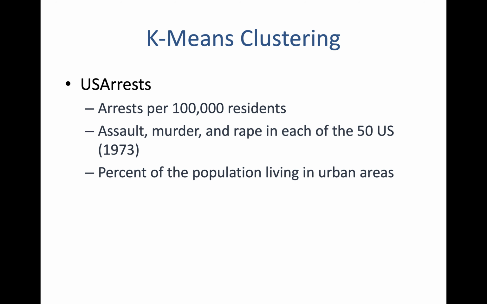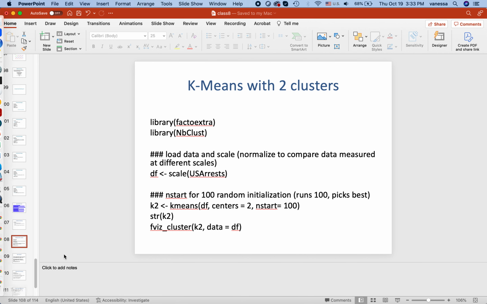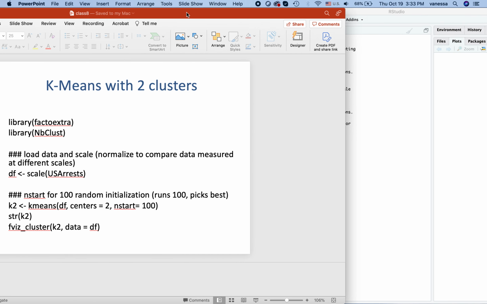We also have, as another piece of information, the percent of population living in urban areas for each of the 50 states as well. And so the idea here is basically, can we use, in this case, k-means clustering to identify how the different states are clustered together based on this arrest information, as well as on the percentage of the population living in urban areas? And so let's go on with R. Let me move this here and open R.